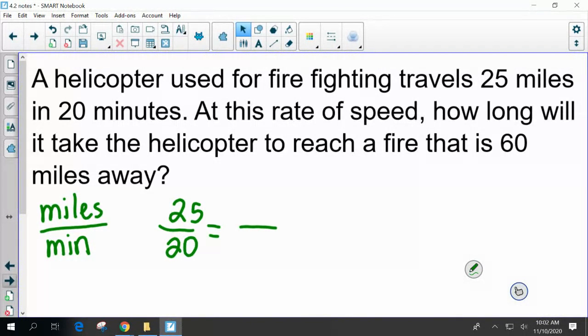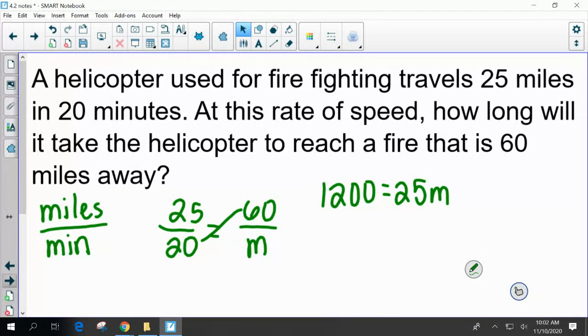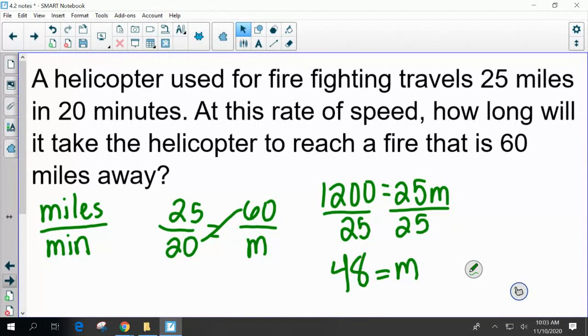Okay, and then at this rate, how long will it take the helicopter to reach a fire that is 60 miles away? So where is 60 going to go? On top. So you're going to take 20 times 60. You get 1,200. And 25 times m. So you get 25m. And then my next step is to divide. So m equals 48. So 48 minutes to get there.